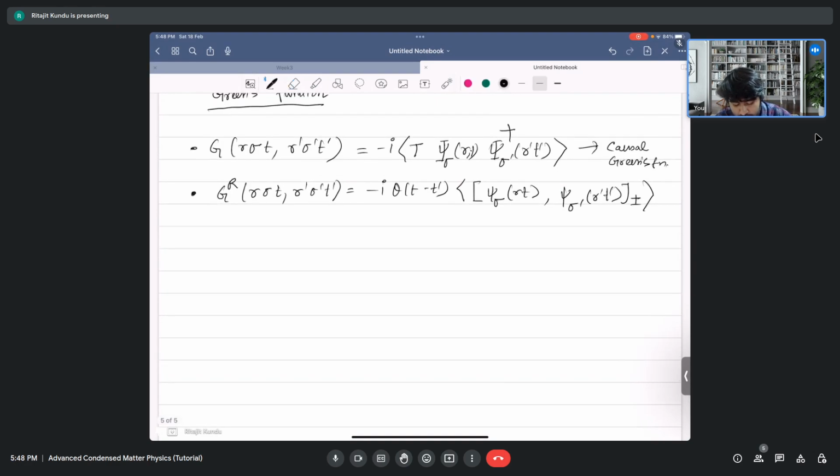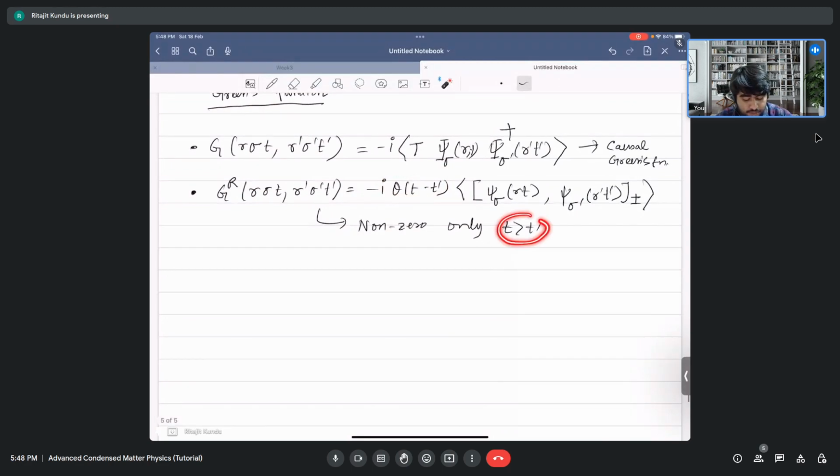And you can try to understand why it is called retarded. It is called retarded because of this theta(t minus t prime), right? So this is actually non-zero only when t is greater than t prime because of this Heaviside theta function. Okay, and before that it becomes just zero. So this is called your retarded Green's function, and then you have your advanced Green's function.